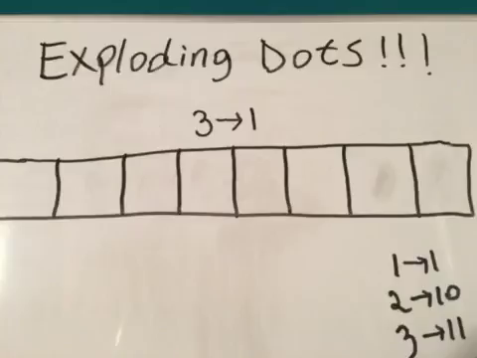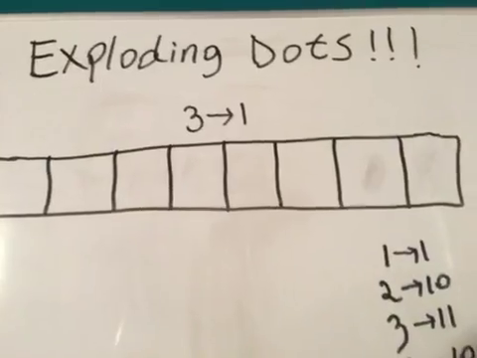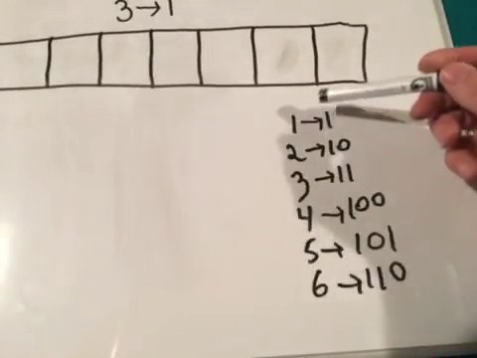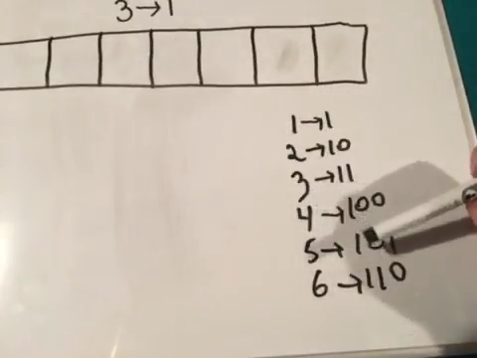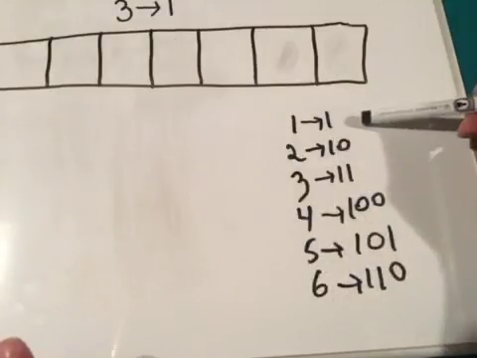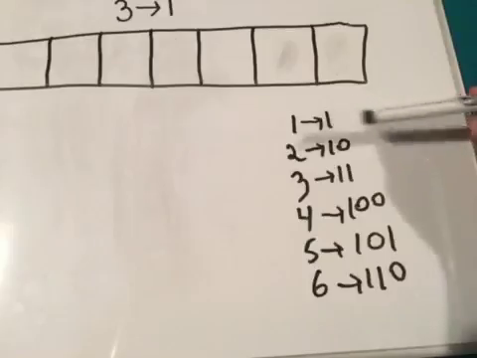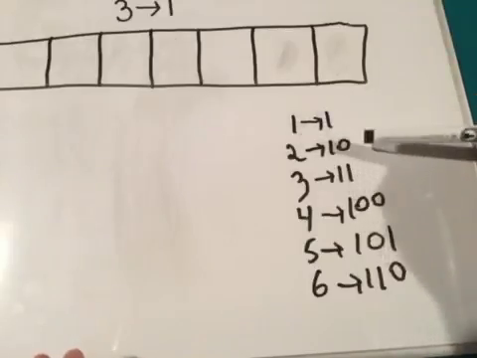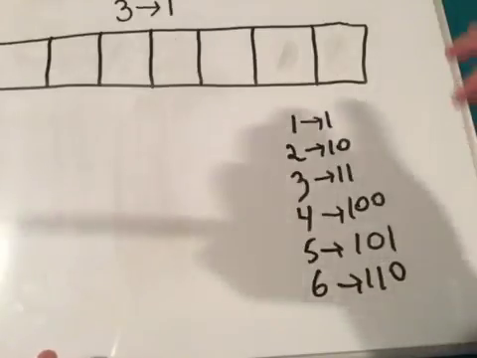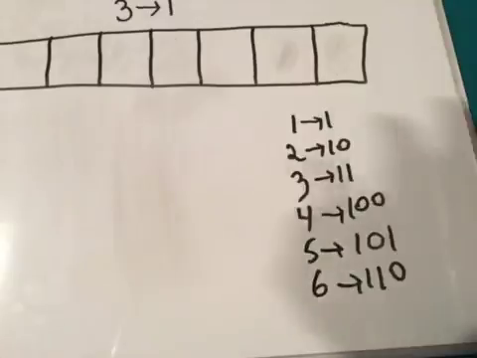Looking at exploding dots. So we did the 2-to-1 machine, right? Here is our 1 through 6: 1, 2, 3, 4, 5, 6. And here is what we got in base 2. When you count in base 2, you count 1, 10, 11, 100, 101, 110, and so forth. Anytime we had 2 dots, they exploded and became 1 dot, 1 place to the left.